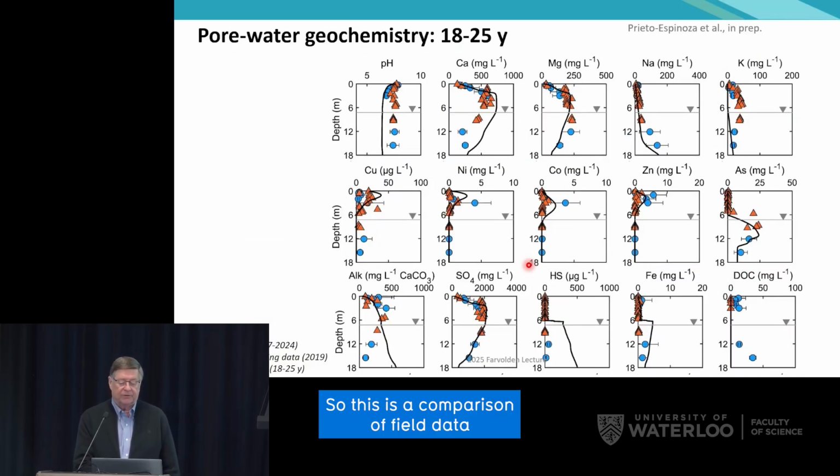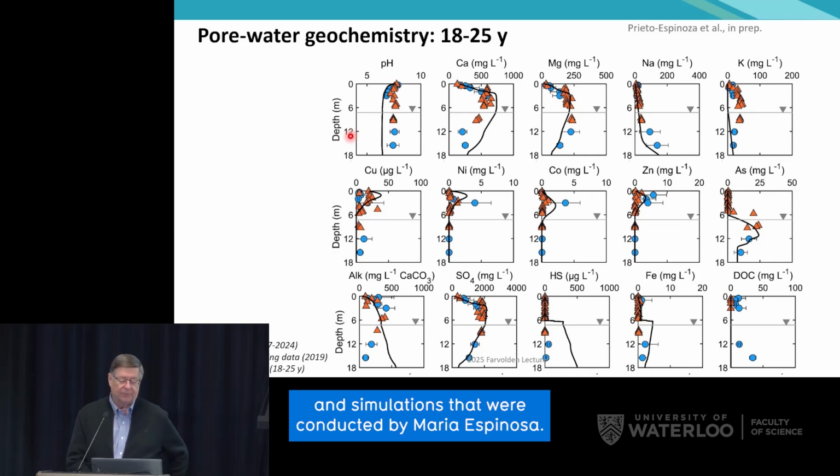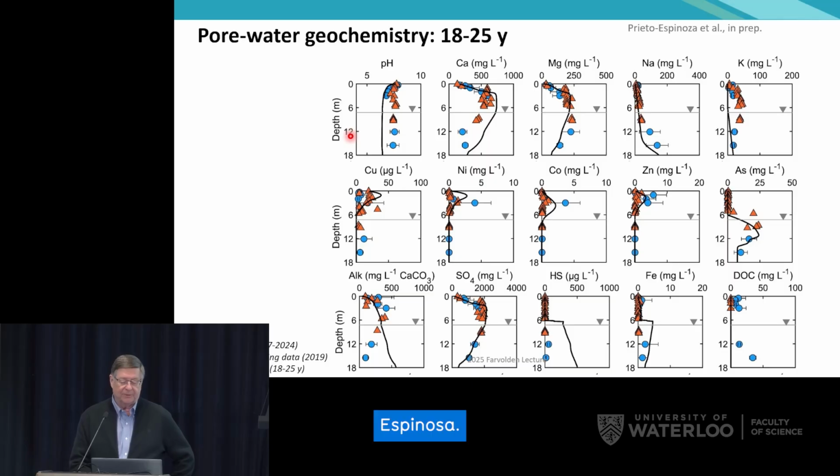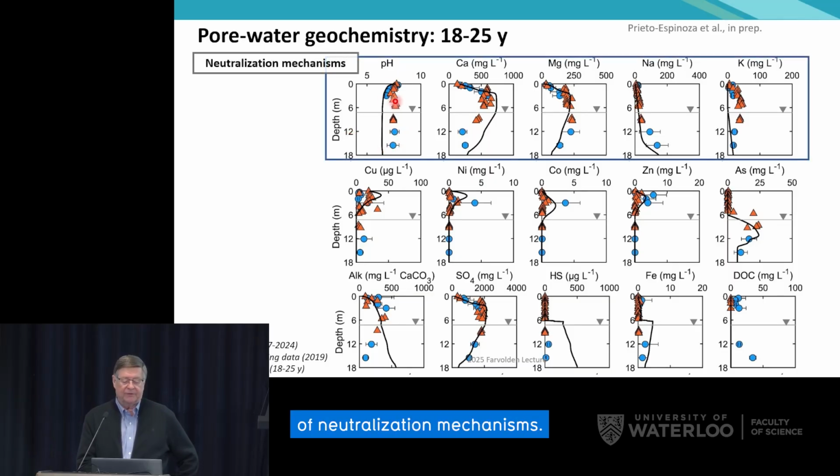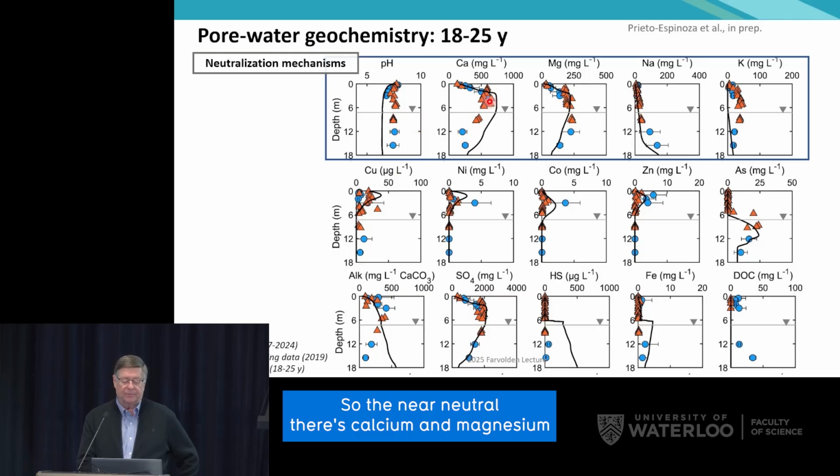So this is a comparison of field data that was measured by David Hilger and simulations that were conducted by Maria Friada-Espinosa. So on the top, we see the effective neutralization mechanisms. So the pH is near neutral. There's calcium and magnesium that are derived from carbonate mineral dissolution.